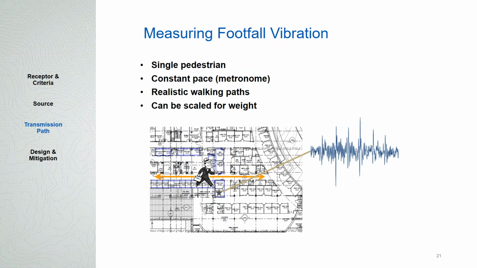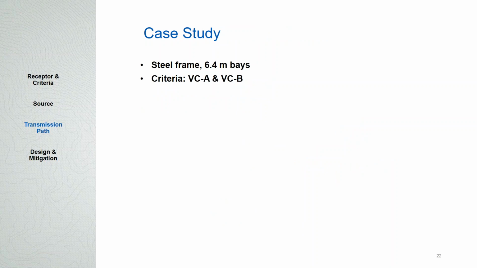And you can scale for weight. The design weight person is often 170, 180 pounds or so. If you weigh more or less, just scale the final results up or down linearly by the ratio of the weight of the person who is walking to the weight of the design person.